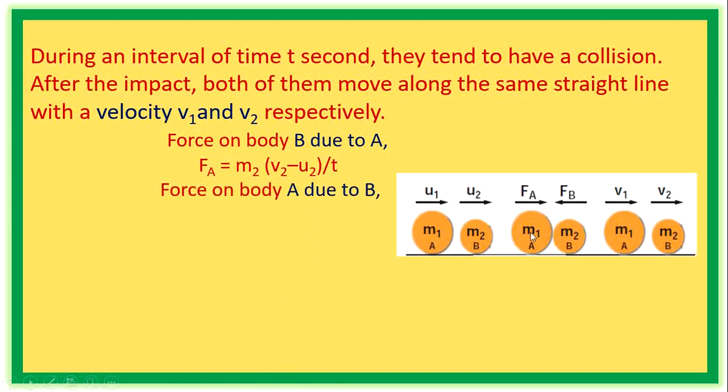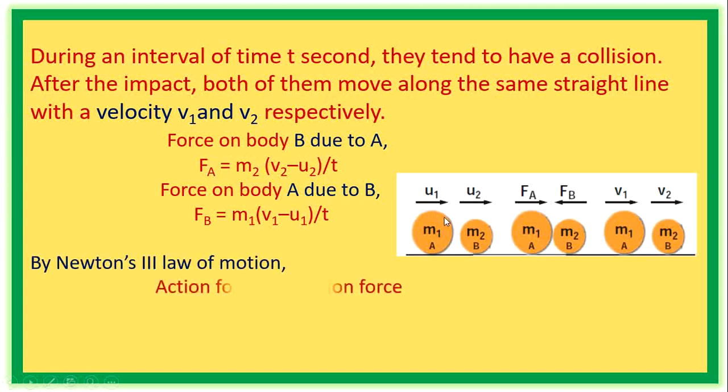Force on body A due to B. Now, what is the force on body A due to B? Fb is equal to m1 (v1 minus u1) by t. Now, by Newton's third law of motion, action force is equal to reaction force. Here we have to use Newton's second law, F is equal to m(v minus u) by t.